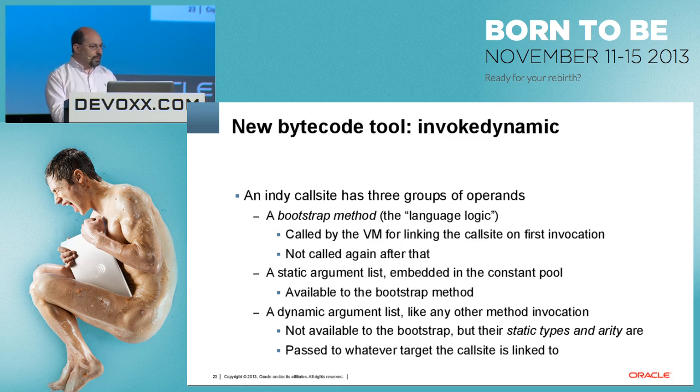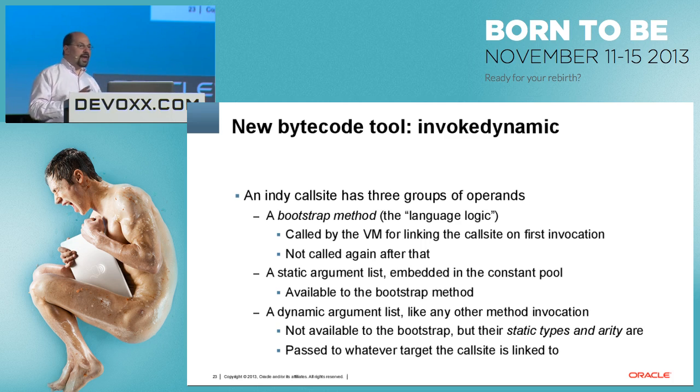Okay. So what does an Invoke Dynamic call site look like? A typical call site, like I said, describes a method by class, name, and argument list. And it has some arguments on the stack. Invoke Dynamic has some extra stuff. It has all of that, and it has what we call the Bootstrap method, the language logic, and it has a static argument list, which is static metadata about the call site that the compiler has emitted into the constant pool, and that's available to the Bootstrap as well.